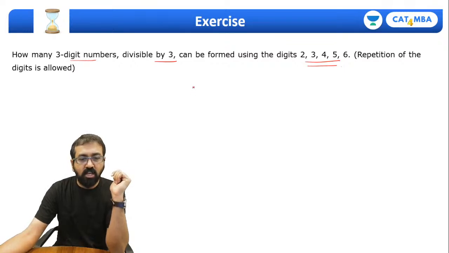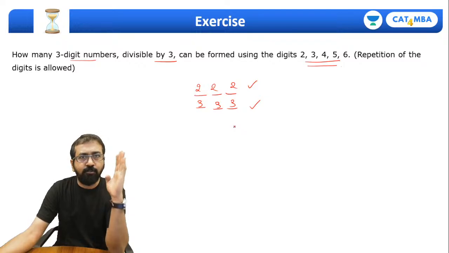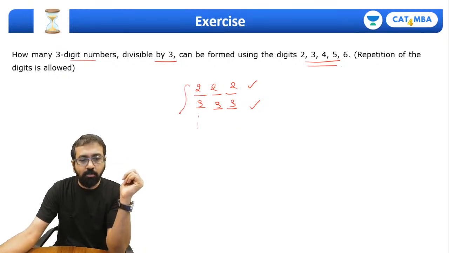Sum of the digits should be divisible by 3. So of course, can I straight away say I can make a number like 2, 2, 2, or I can make a number like 3, 3, 3. I'm repeating the same digit. All these numbers have to be divisible by 3. Whether you take 4, 4, 4, it has to be divisible by 3, right? Because 3 times a particular digit will be divisible by 3. So there will be how many numbers like this? Can I say there will be 5 such numbers?